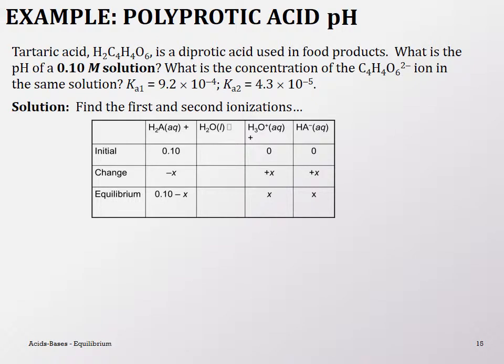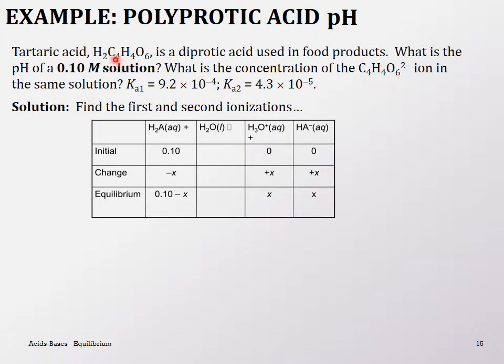So let's do a calculation for a polyprotic acid and pH. Tartaric acid is a diprotic acid used in food products. What is the pH of a 0.1 molar solution, and then what is the concentration of the tartrate ion in the same solution? Which means we have to take it all the way.